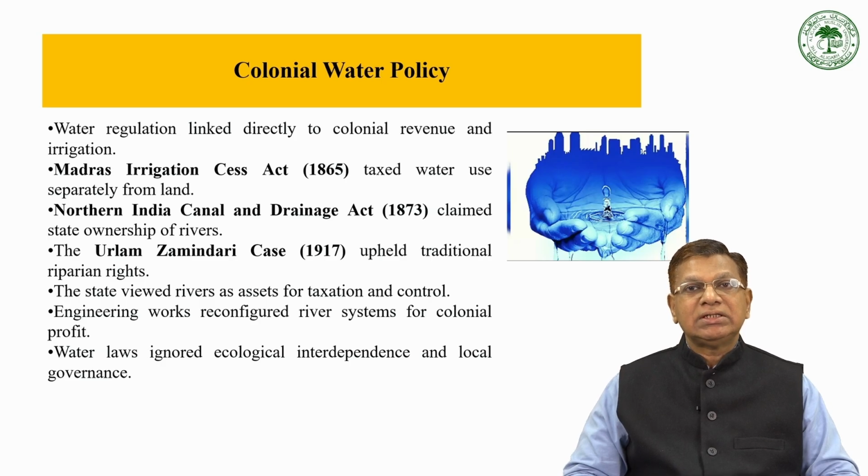Thus, we see the state, after the forest and forestry, encroached upon the rivers as an asset of taxation and control. It also tried to dam the rivers by engineering work for colonial profit, and it ignored many times the ecological interdependence and the local governance, which have a very pivotal role in India's water resource management and traditional water harvesting systems. That has been drastically and substantially ignored by the colonial water policy.